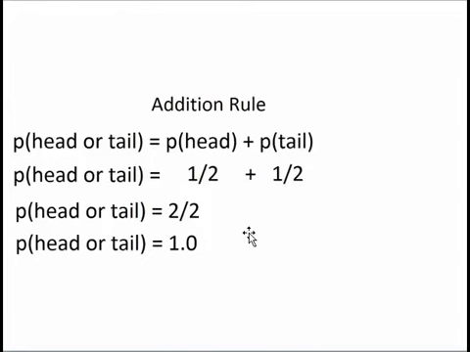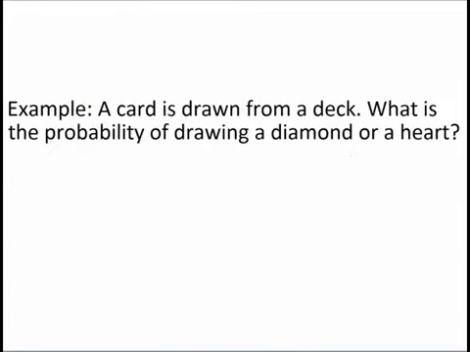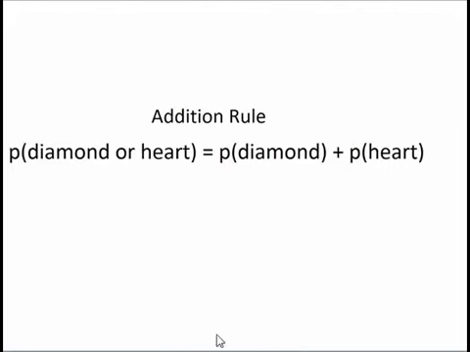Now let's go over another example. In this example, a card is drawn from a deck, and we want to know the probability of drawing a diamond or a heart. And these two events are mutually exclusive because when you draw a card from a deck, you can get a diamond or you can get a heart, but you can't get both of them together. You can't draw a card that's both a diamond and a heart. So since these two events are mutually exclusive, we can use the addition rule to find the probability of getting a diamond or a heart.